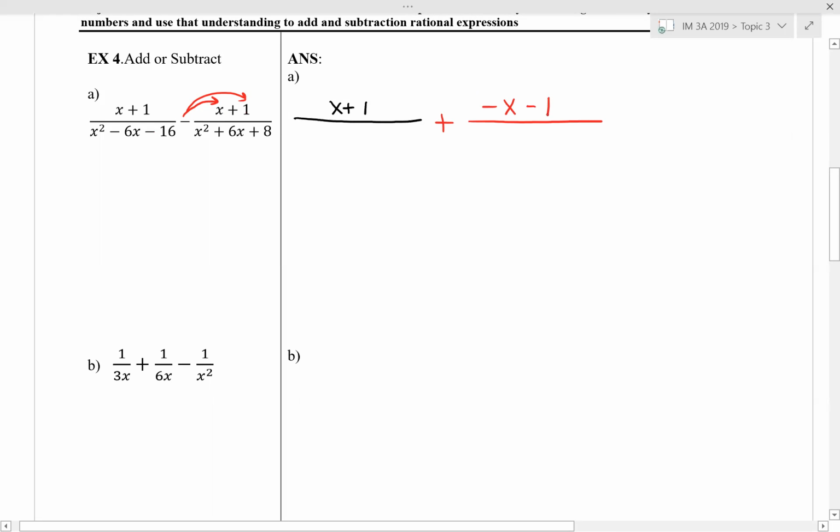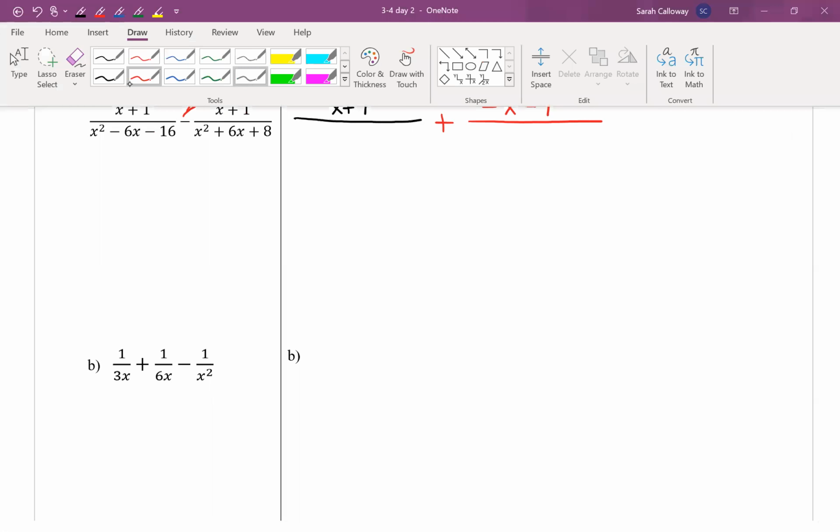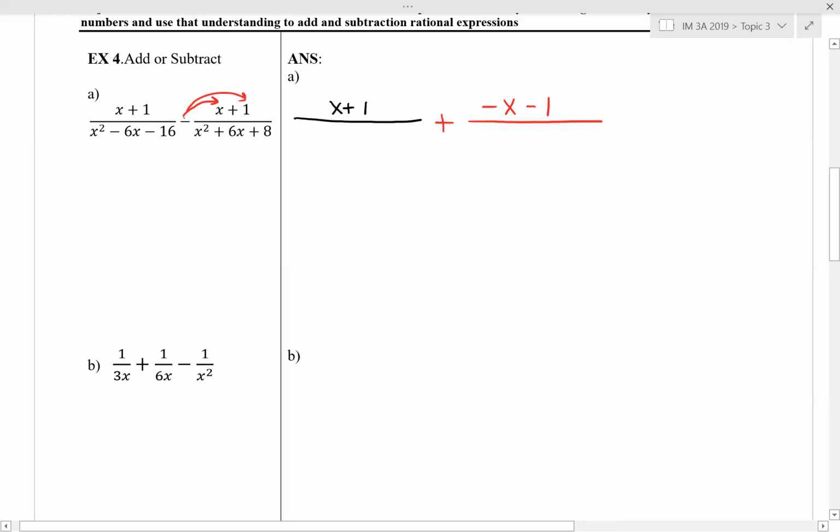So when we're looking at subtraction, again, that's our first step, is just turn it into addition so that that negative doesn't accidentally not get distributed to that second piece of our numerator. Then we want to look at our denominators and factor them. So we're doing a product sum because each of these are quadratic trinomials.